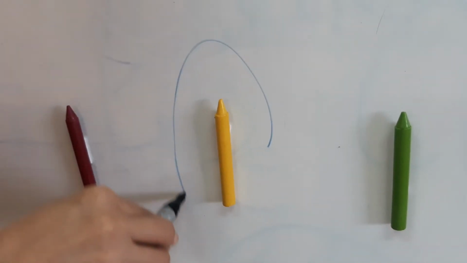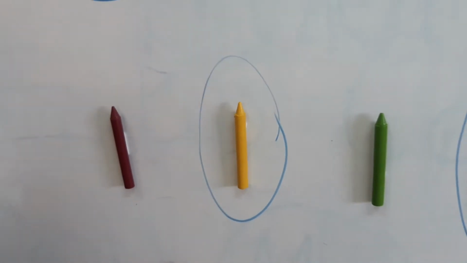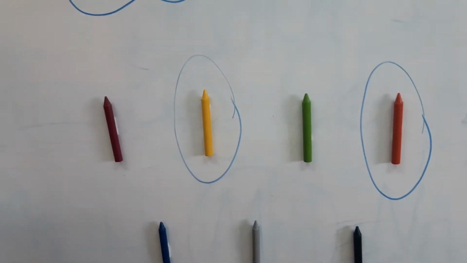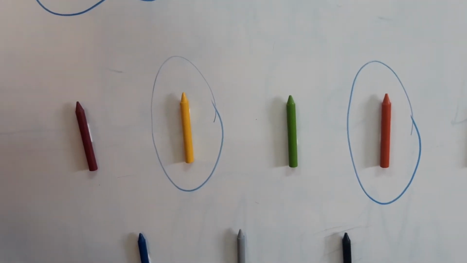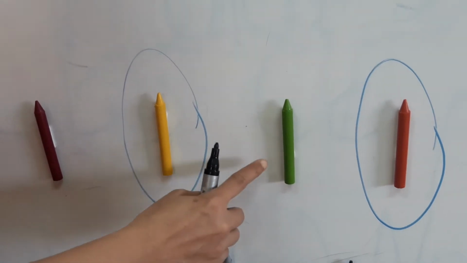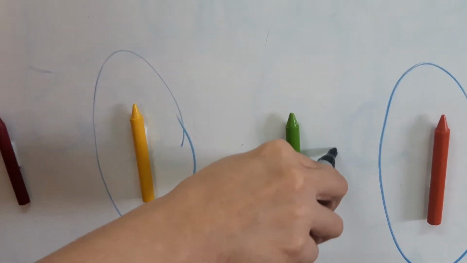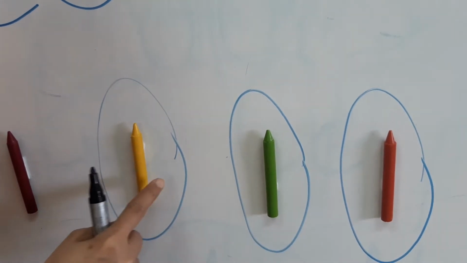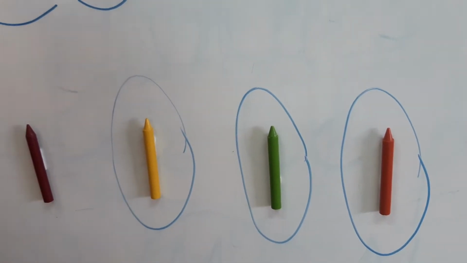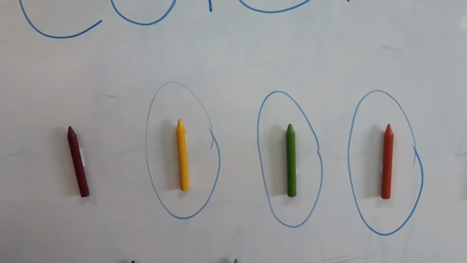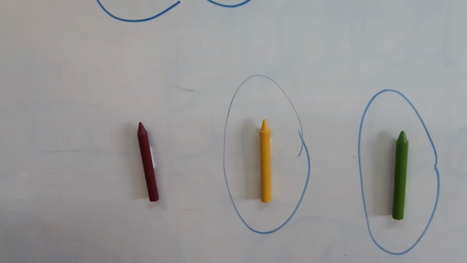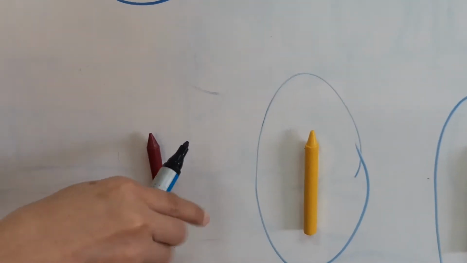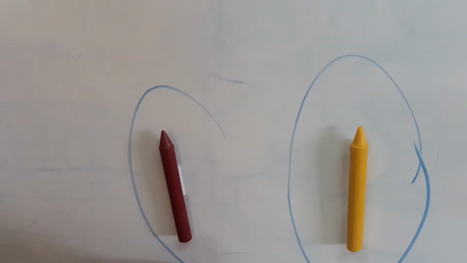Then circle it. What about color green? Where is it? Is this color green? Very good. Okay. Orange, yellow, green. Now what about color red? Can you find a color red? Here. Very good, children. Then circle it.